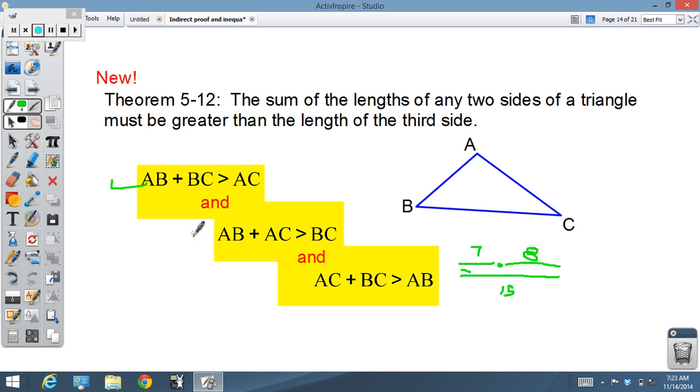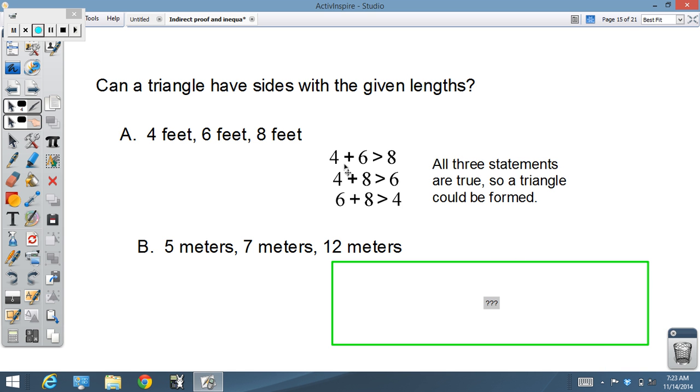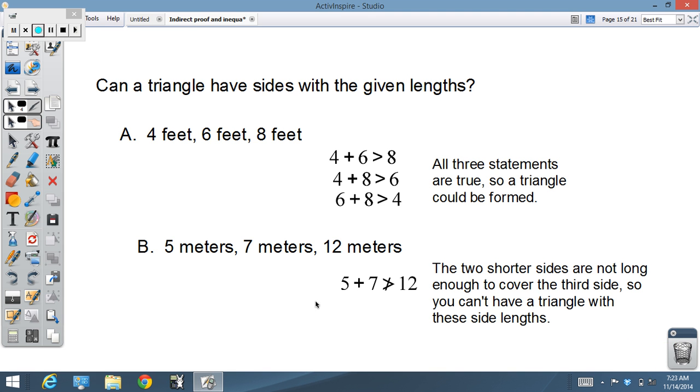And we write down the three possibilities here, okay? Any two sides must be greater than the length of the remaining side. So here's how we use it. Is it possible to make triangles out of these side lengths? Answer's coming shortly. Pause. Here we go. 4, 6, and 8. Yep, any two sides are greater than the other one. But 5, 7, and 12, nope. 5 and 7 aren't long enough to cover the 12. You can't make a triangle with these three side lengths.